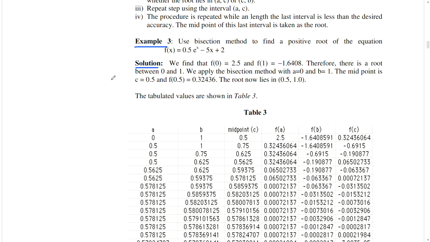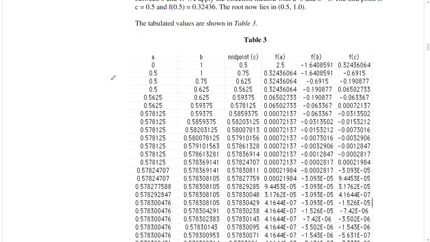and f(0.5) equal to 0.32436. The root now lies in (0.5, 1.0). The tabulated values are shown in Table 3. Table 3 has columns A, B, midpoint C, f(A), f(B), f(C).